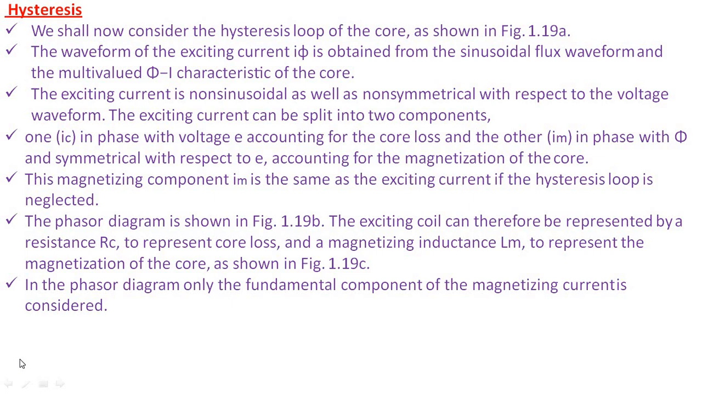In the phasor diagram shown in the figure, the exciting coil can therefore be represented by a resistance RC to represent the core loss and a magnetizing inductance LM to represent the magnetizing of the core. In the phasor diagram, only the fundamental component of the magnetizing current is considered.